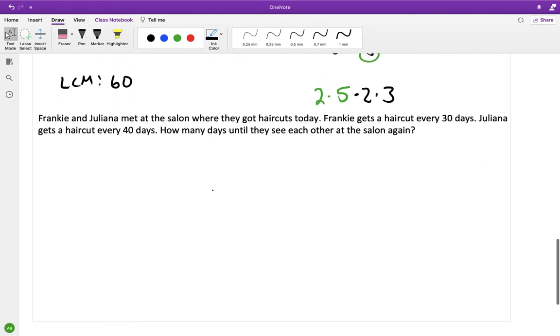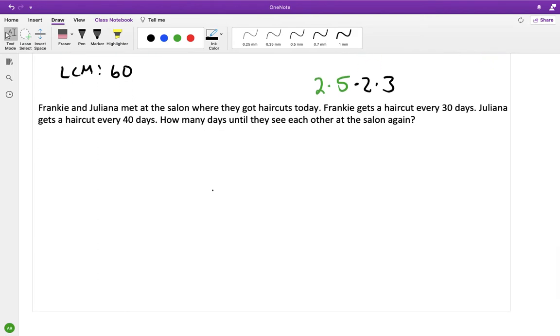All right, here's our last example. Similar scenario, Frankie and Juliana met at the salon. They got haircuts today. Frankie gets a haircut every 30 days. Juliana gets a haircut every 40 days. How many days until they will see each other at the salon?